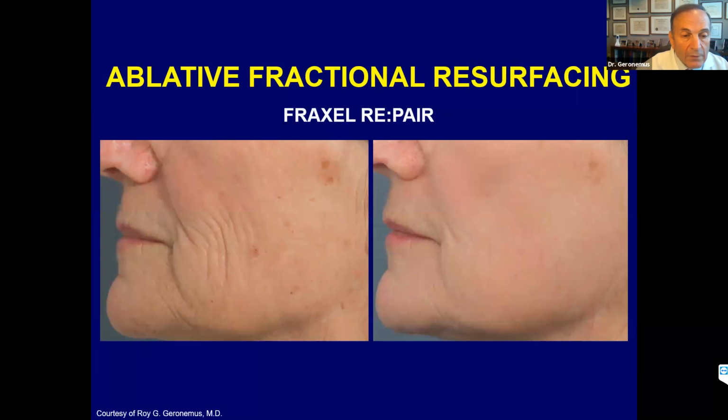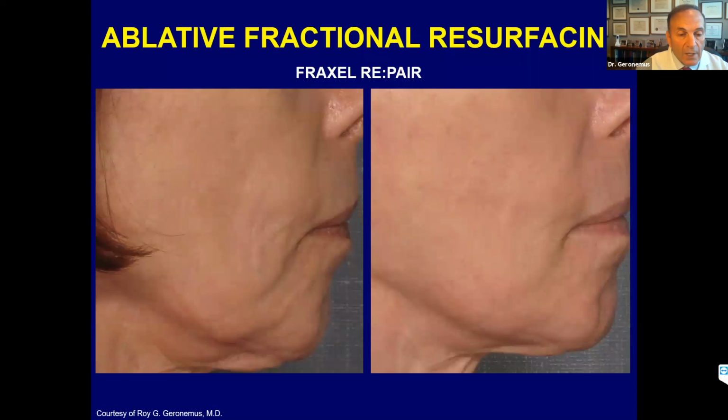Another example, these what we call corduroy lines on the cheeks, very common, can be improved. If they're very, very deep or if there's a significant amount of laxity, then somebody's better off with surgery. But here, the fractional carbon dioxide laser worked out quite nicely for this patient. And this actually surprised us early on.